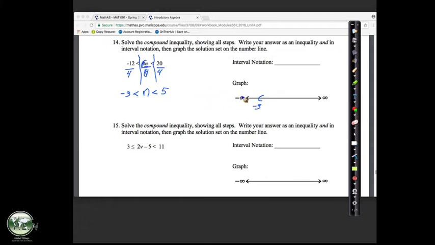I could have also used an open circle, so we could have used either one of these, an open circle or a parentheses at negative 3. Then the other endpoint is over here at 5 somewhere. And again, I'll use a parentheses because it's not included. And again, I could have used an open circle instead. Yes?